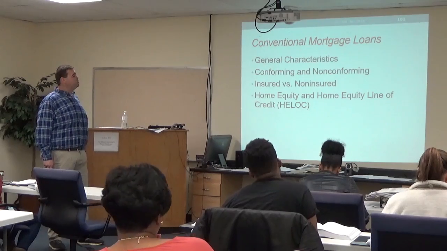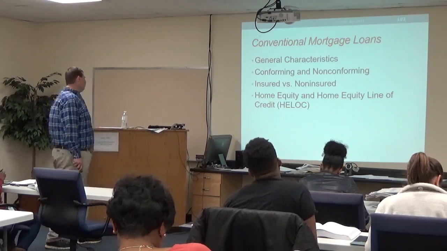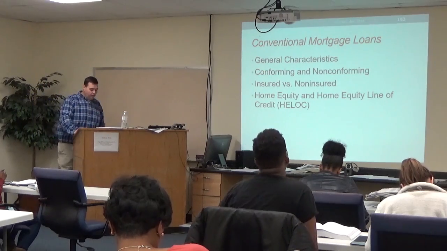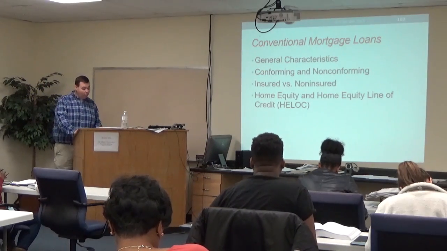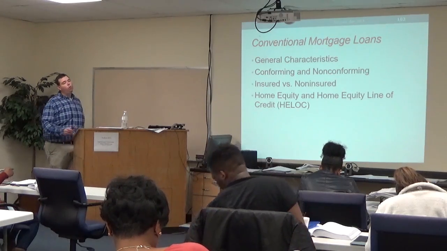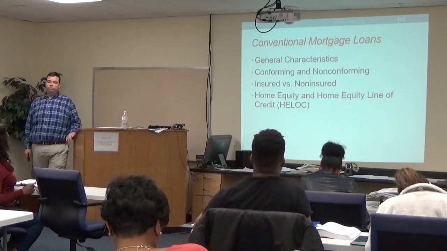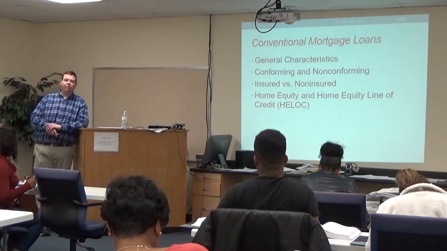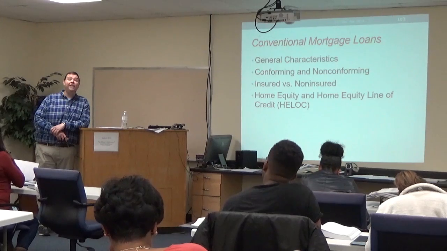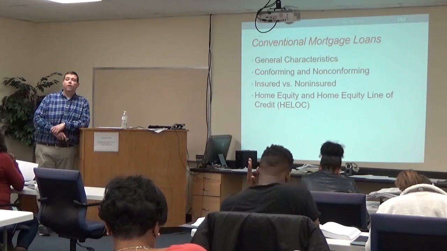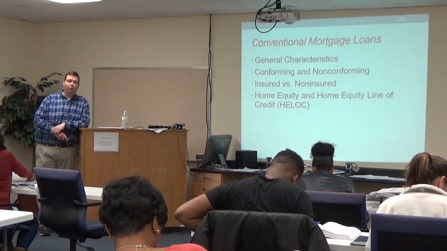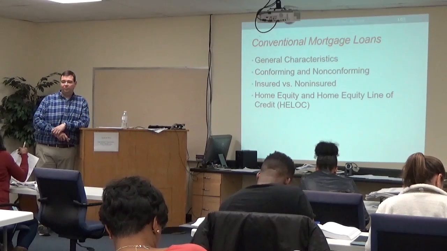Okay? Conventional mortgage loans generally have higher credit borrowers, like we've talked about, higher down payments, which means a lower loan-to-value ratio. You make a higher down payment, you have a lower loan-to-value ratio. The magic number traditionally has been 80%. If you have a lower than 80% loan-to-value, you don't need mortgage insurance.